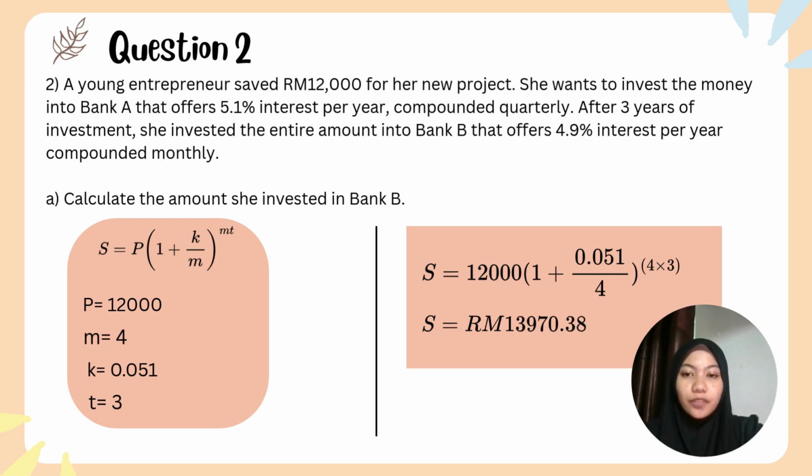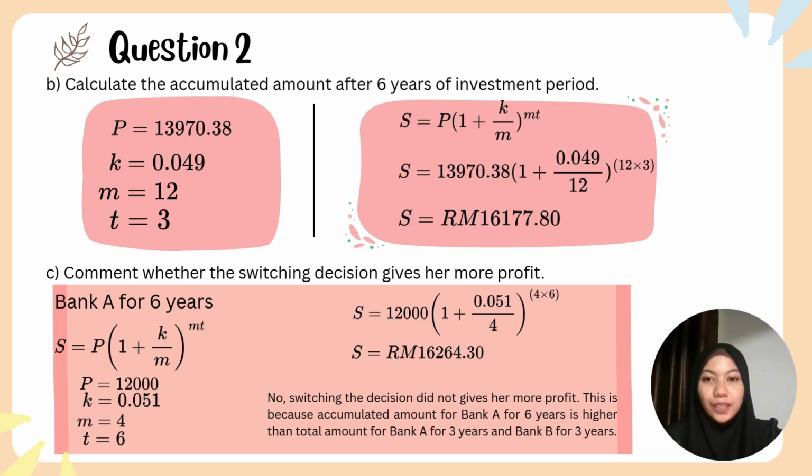So we list the information given. P equals 12,000, m equals 4, k equals 0.051, and t equals 3. We will use the formula S equals P(1 + k/m)^(mt). We fill in the information into the formula, and for the final answer, we will get S equals RM 13,970.38.